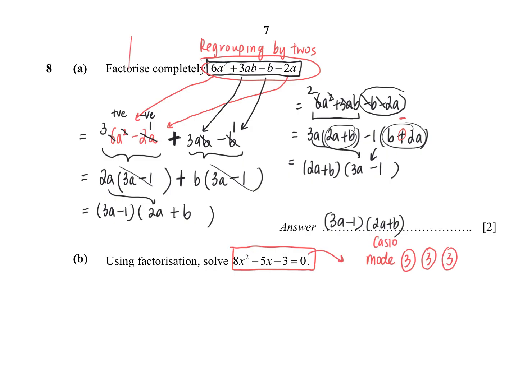Okay, but if you are using Sharp, you will choose set menu, is it? Then press 5, and then choose polynomial, then degree 2. So if you are using Sharp calculator, you press 5, 2, 2, and then they ask you to key in the numbers. So you key in the A as 8, B as minus 5, and C as negative 3. Yeah?